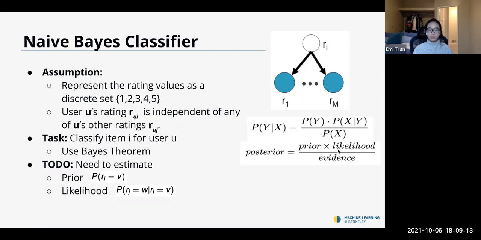As with a lot of other ML problems, the things you don't know are the prior and likelihood. So before you calculate the posterior, the probability that rating UI is going to be, I don't know, 1 or 4, in order to determine whether it's 1 or not, you need to find the prior and likelihood.